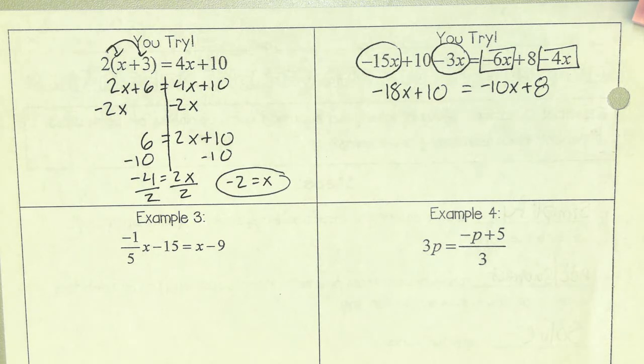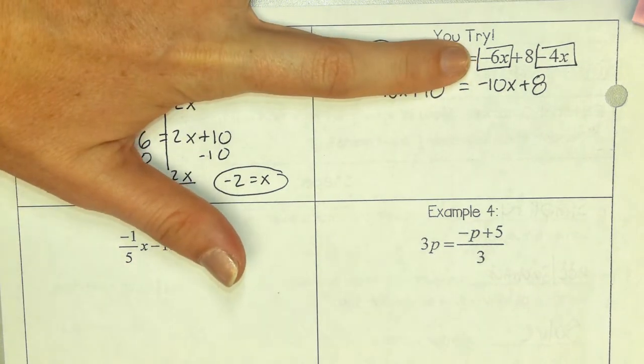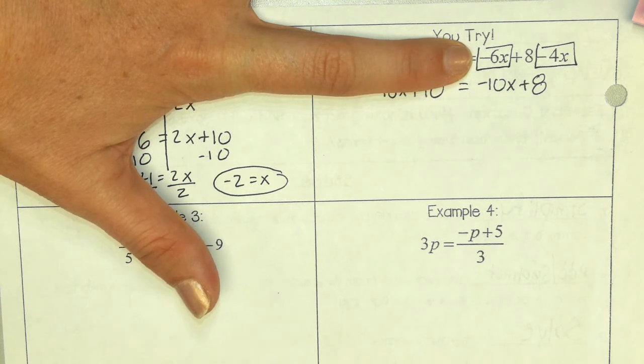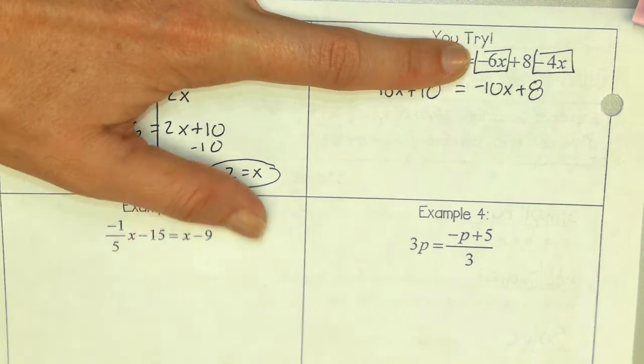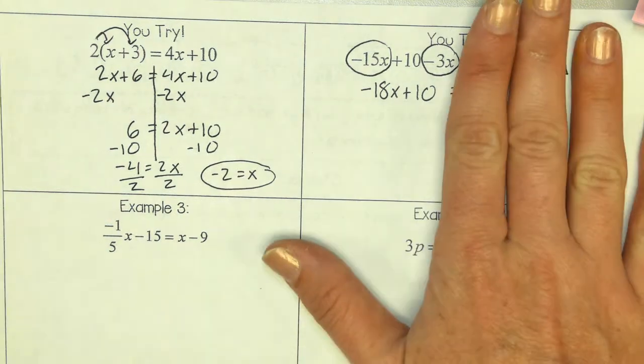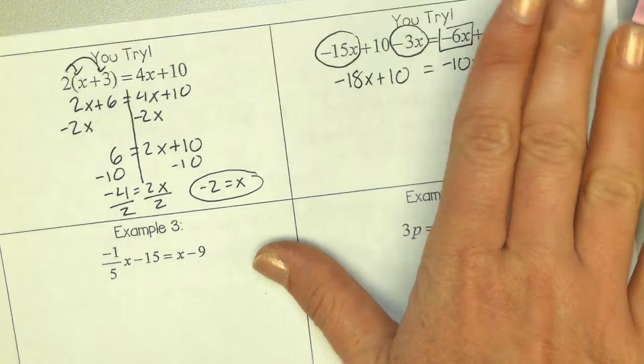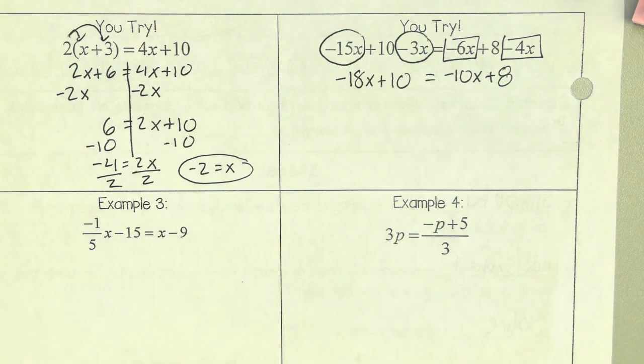When you're combining like terms, you have to treat each side of the equation separately. So on the right-hand side, your like terms are -6x and -4x. And then on your left-hand side, your like terms are -15x and -3x. So check and make sure you combined your like terms correctly, and then go ahead and try and solve the problem.